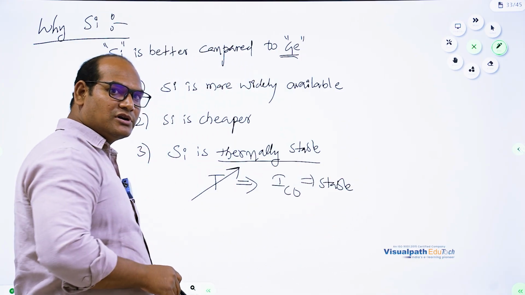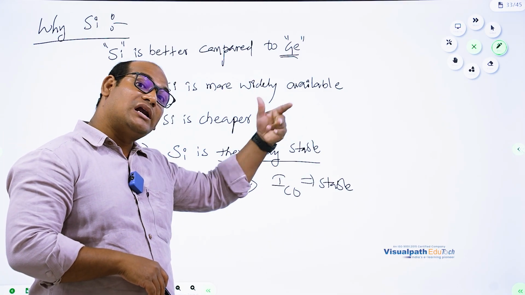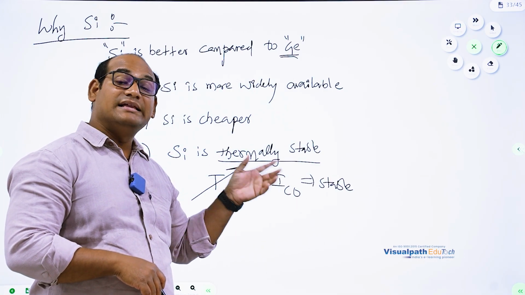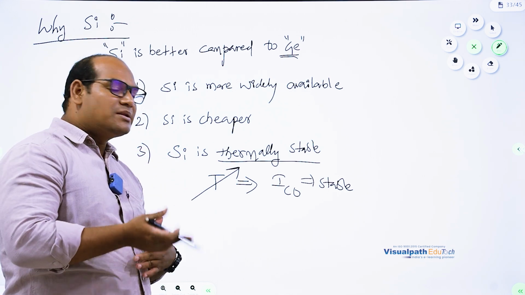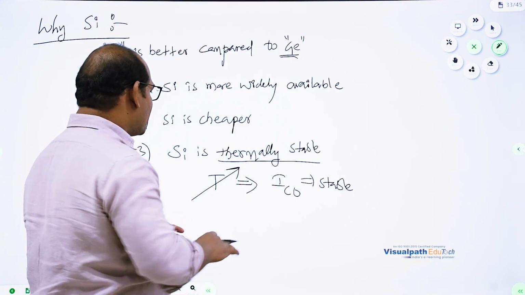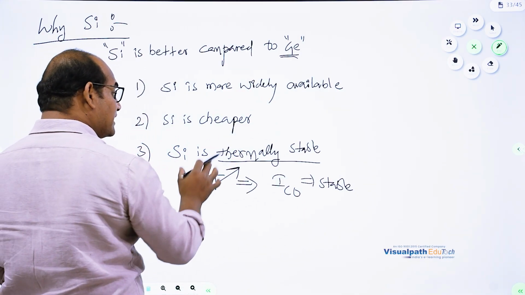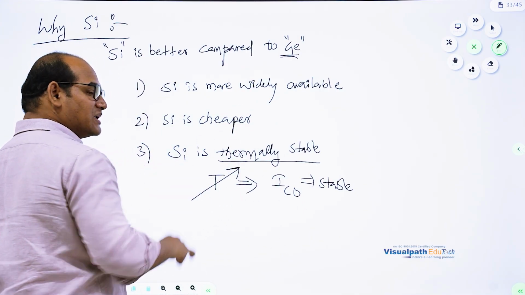If it is not stable and the temperature is changing, it will affect the overall current also. Then we can tell that it is thermally unstable. But compared to germanium, silicon is stable. That is what we need to understand. Compared to germanium, silicon is stable. This is a very, very important reason to choose silicon compared to germanium.